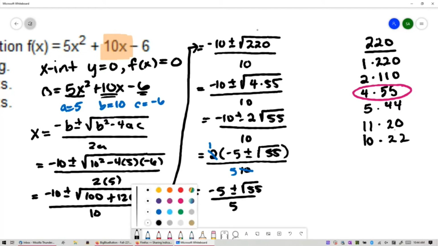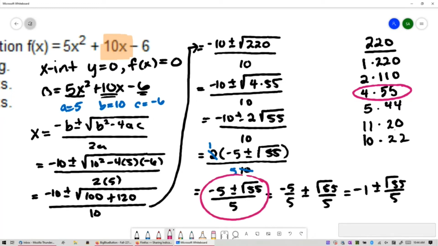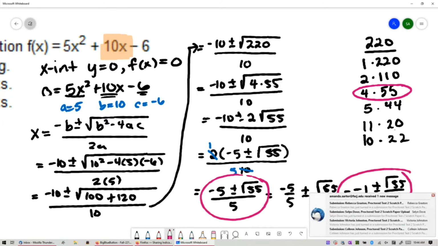So if you write it as separate terms, you would divide the 5 that's in the denominator into both terms that you see in the numerator. So you would write negative 5 over 5 plus or minus square root of 55 over 5. That would give you negative 1 plus or minus square root of 55 over 5. So this is also an acceptable answer. If you guys are doing this in MyMathLab, it will mark you correct on either one of these.